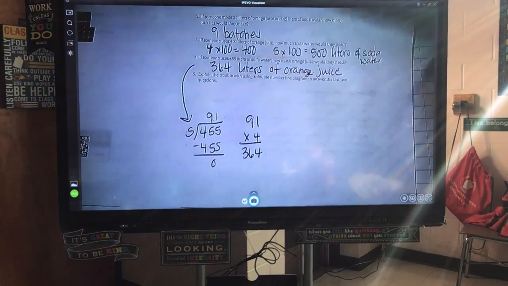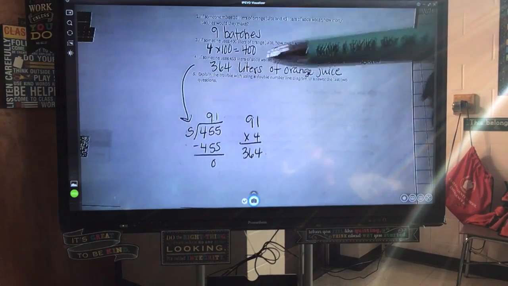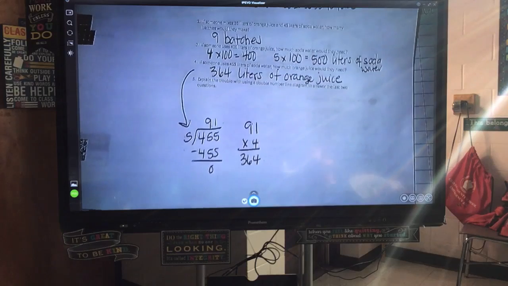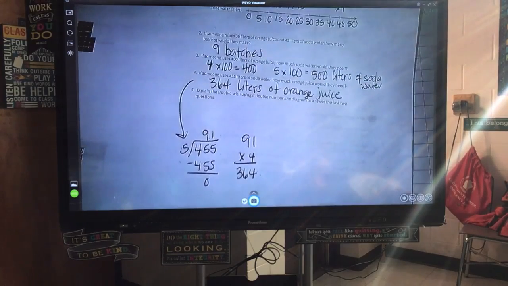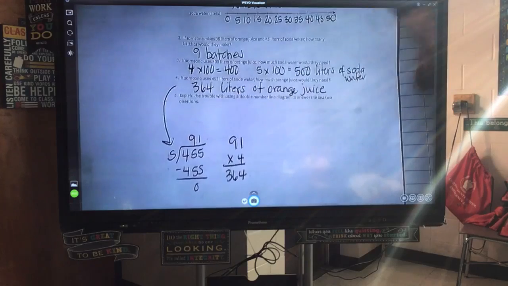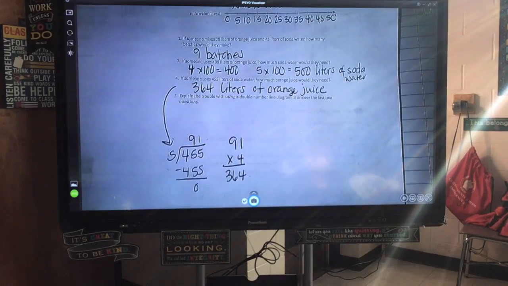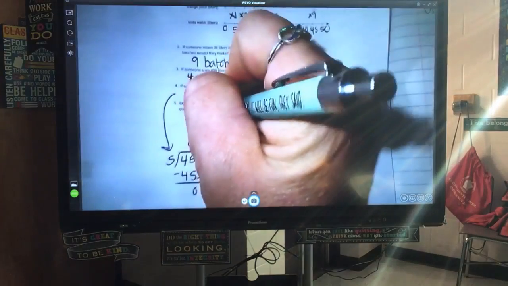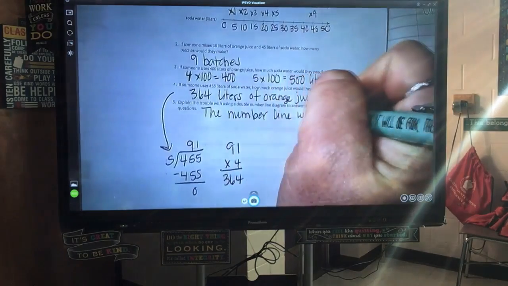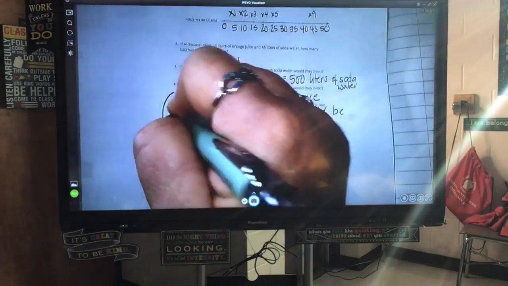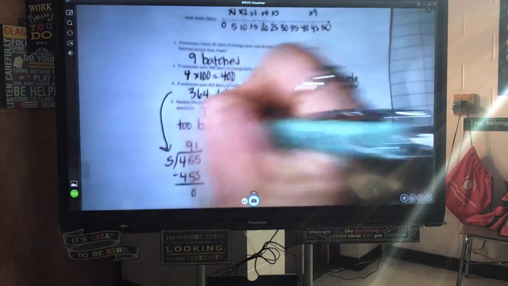Alright, so for number 5, it says explain the trouble with using a double number line to answer the last 2 questions. What was the problem? What would have made 3 and 4 really hard had we continued using a double number line? Aiden. The number line would be too big. And what else?